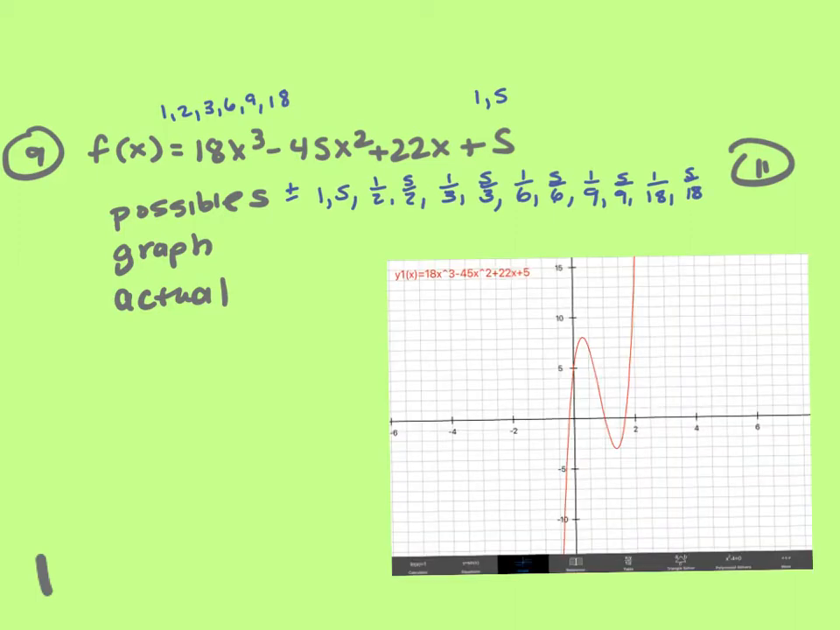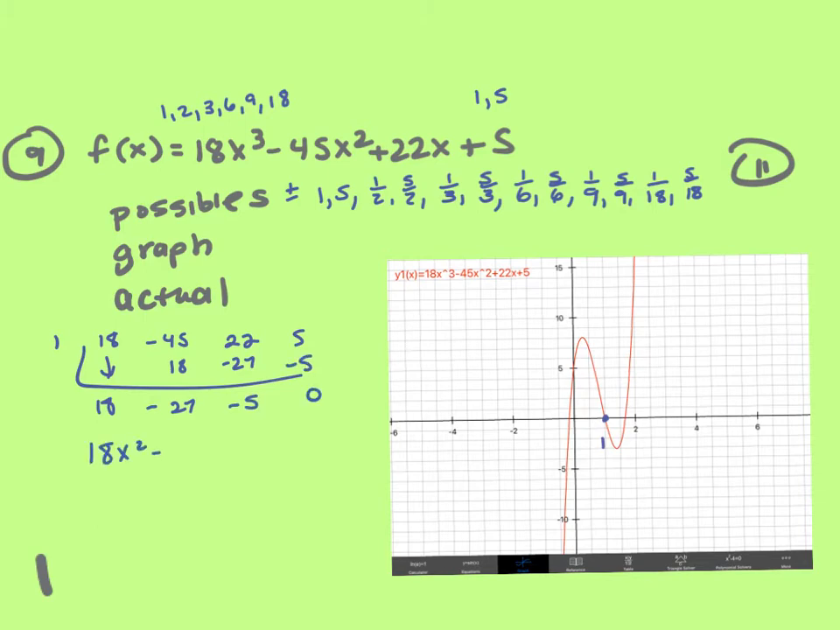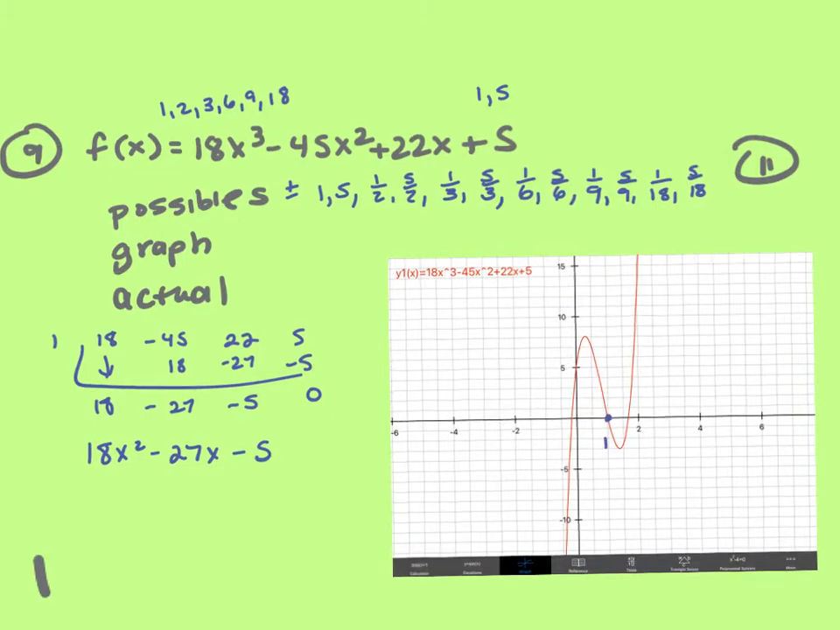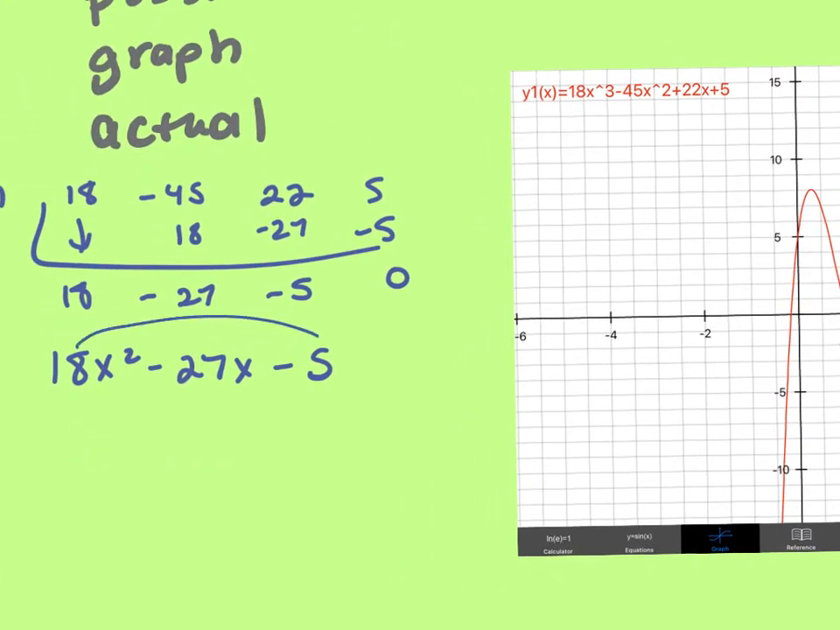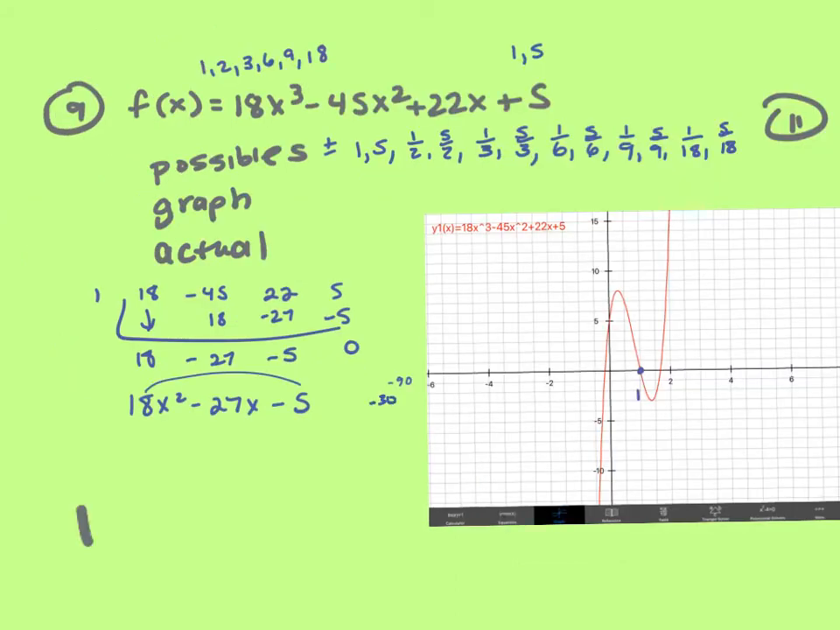Graph it again. So this time, the only whole number that I can see is the 1. So I'm going to put the 1 on the outside: 18, -45, 22, and 5. 18, -27, -5, -5. And I have 18x squared minus 27x minus 5. Now I want to see if that factors. So 18 times 5 is -90. Factors of -90 that sum to -27 is -30, +3.